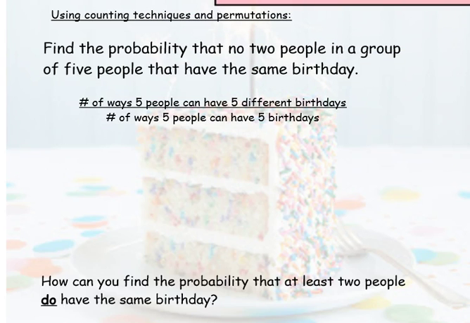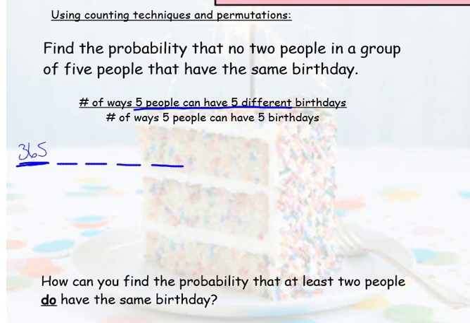We see that favorable outcomes is the number of ways 5 people can have 5 different birthdays. And for our denominator, it's going to be the number of ways 5 people can have 5 birthdays. So let's start with 5 people have 5 different birthdays. Well, we've got 5, 1, 2, 3, 4, 5 people. How many choices do you have of days in the year for the first person to have their birthday? Well, we've got 365 days to choose from.